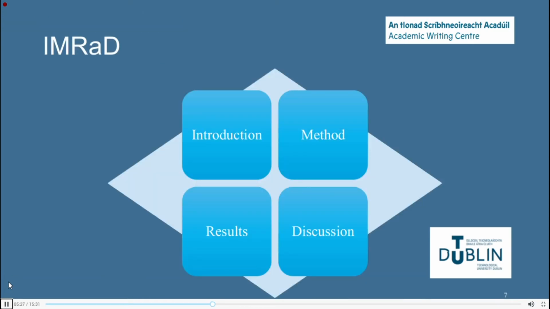The IMRAD format refers to a paper that is structured in 4 main sections: introduction, methods, results, and discussion. This format is often used for lab reports as well as for reporting any planned systematic research in the social sciences, natural sciences, or engineering and computer science.